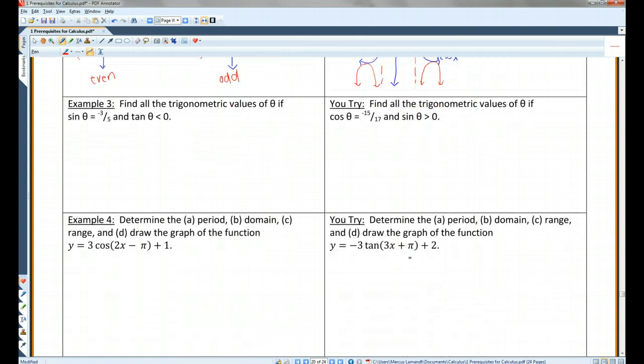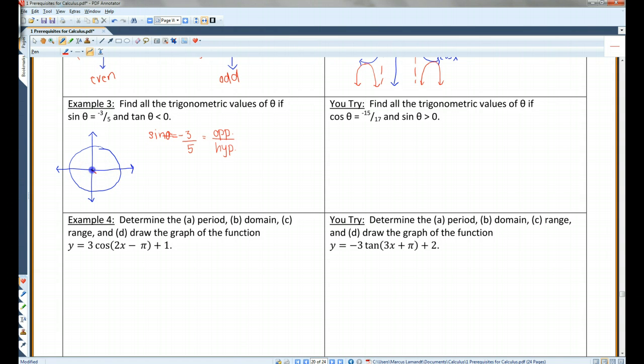Alright, example 3. Find all trig values of theta if sine of theta equals negative 3 over 5 and tangent of theta is greater than 0. Okay, I'm going to draw a little picture here. I drew my unit circle. I didn't label it because that would take too long. Sine of theta is negative 3 over 5. Negative 3 is the opposite side of a triangle, and 5 is the hypotenuse of a triangle. The hypotenuse is positive, but the opposite side is negative, so we're going to be going down a ways.